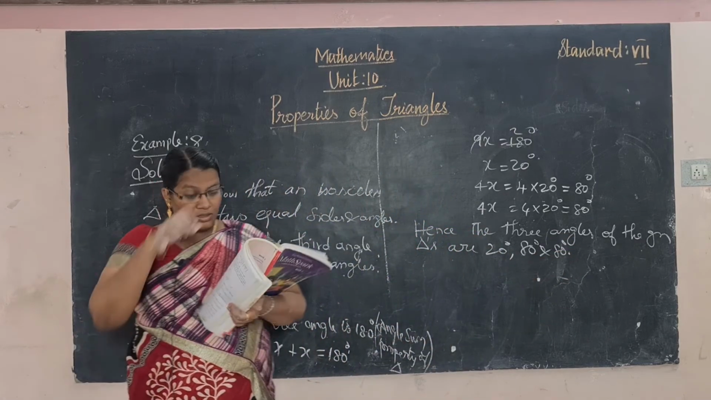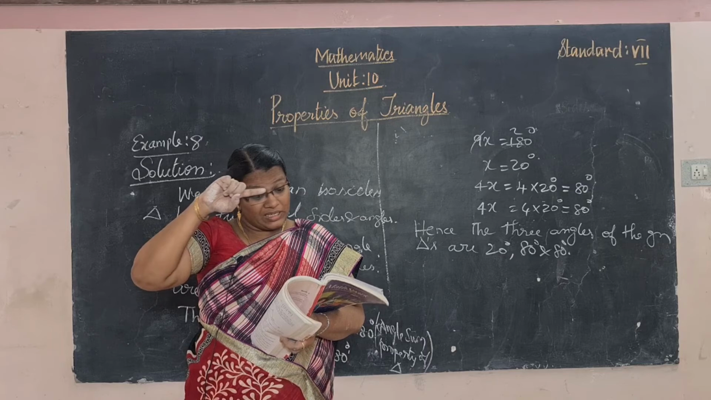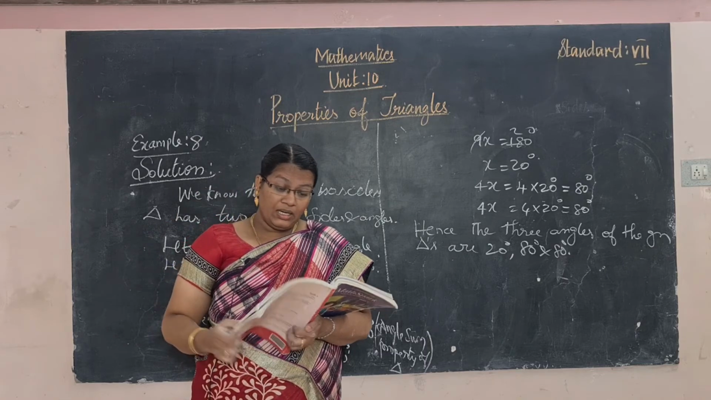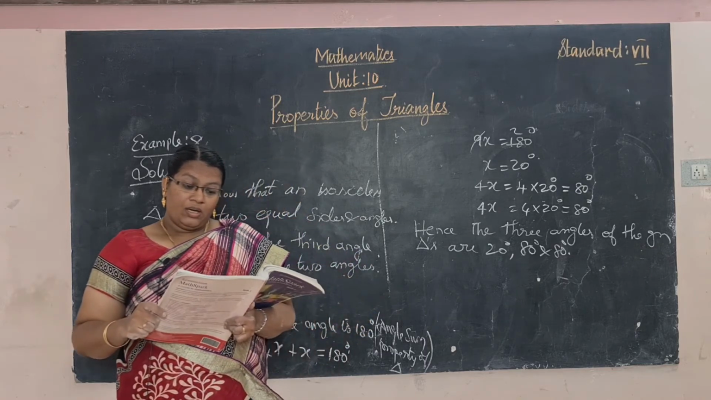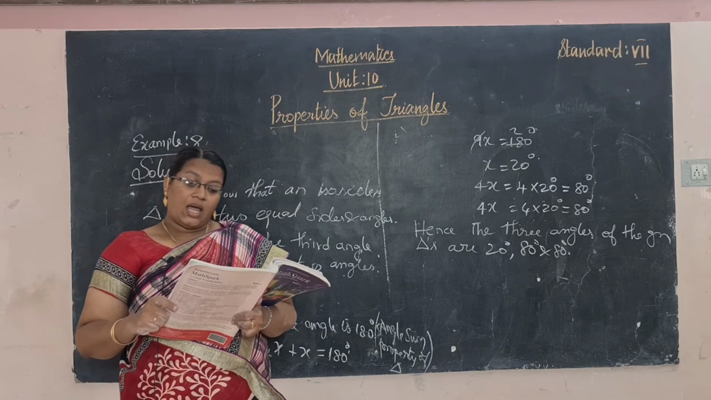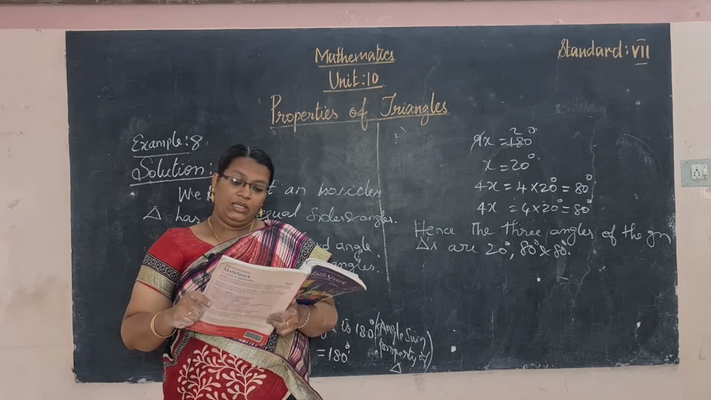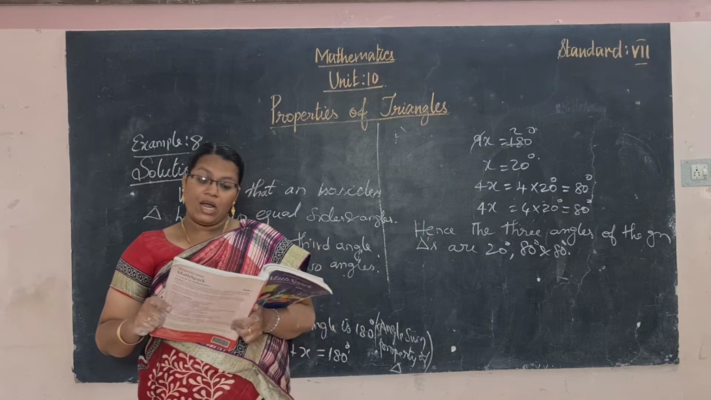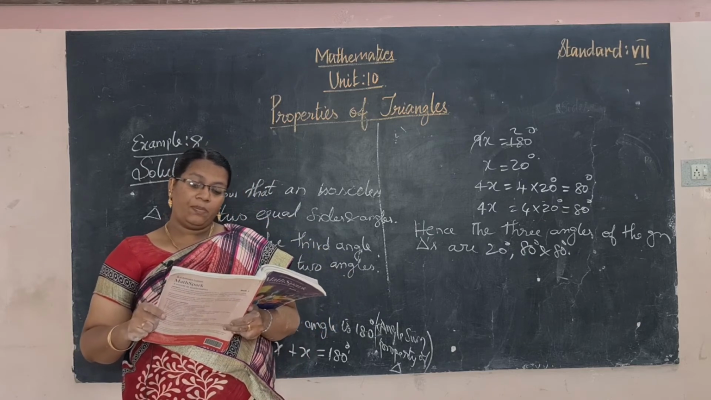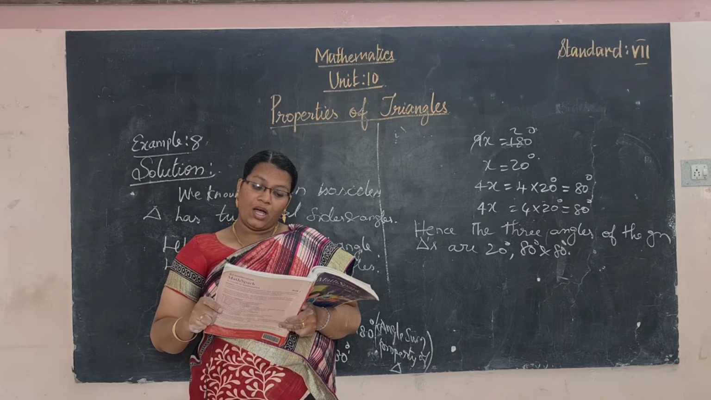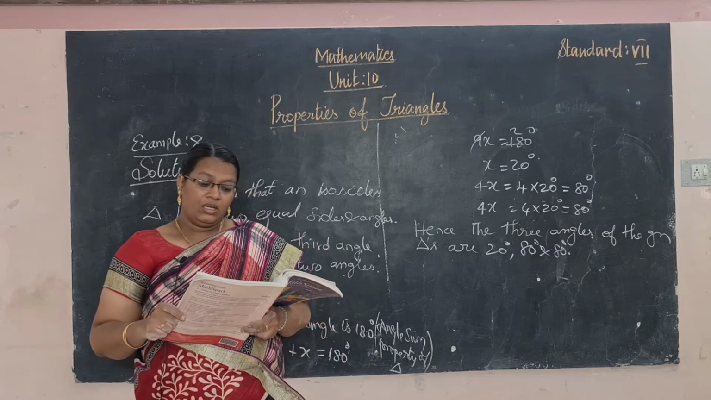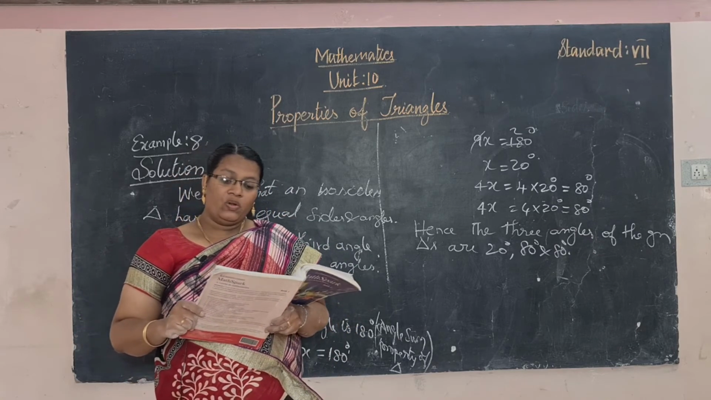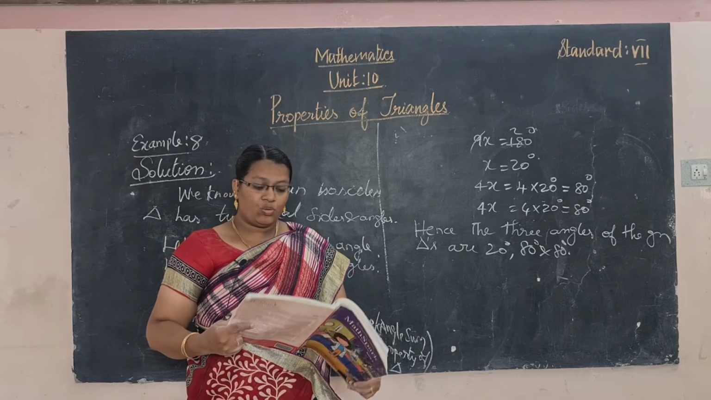Okay, that's it. And next, example 9. In triangle PQR, if 6 angle P is equal to 3 angle Q is equal to 4 angle R, then find angle P, angle Q and angle R. Okay, so an equality statement is given, so it is a very easy one.